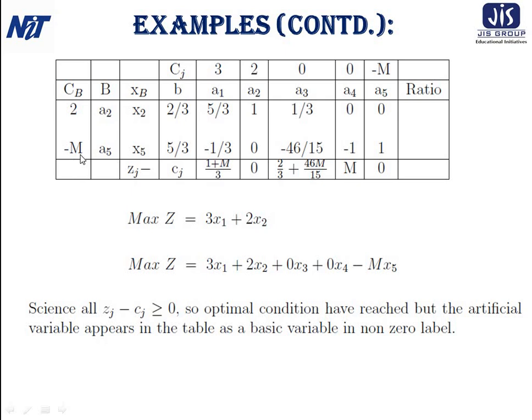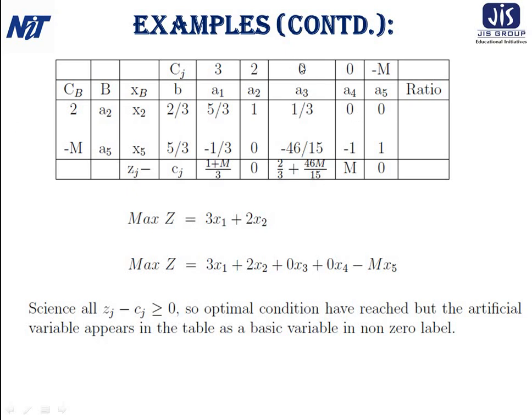2 into 1, 2, minus m into 0, 0, 0 plus 2, 2, 2 minus 2, that is 0. 2 into 1 by 3, that is 2 by 3, minus m into minus 46 by 15, that is 46 m by 15. So if we add these two, this is 2 by 3 plus 46 m by 15.